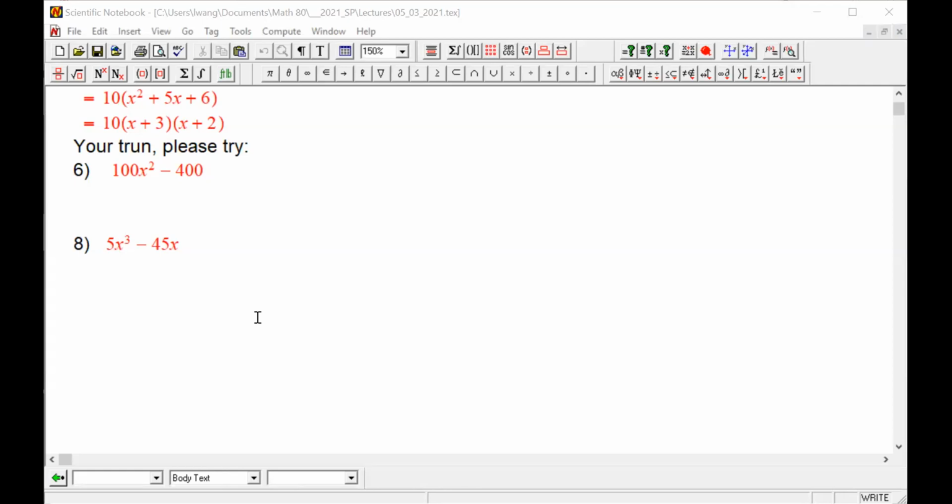It might be too easy for you, but do it anyway, because then we're going to move on to the next section. You got it? Did you get it?